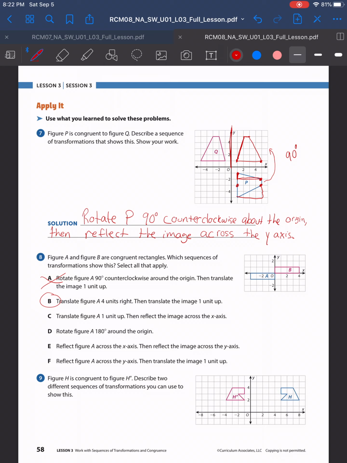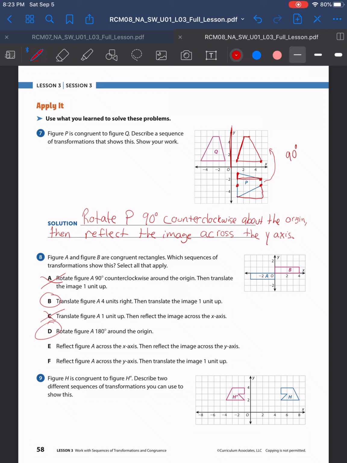Let me erase my doodles and we'll try C. C says translate figure A 1 unit up. So far so good. Then reflect it across the x-axis. Well, if I reflected that across the x-axis, I'd be right back to where I started. So no, C doesn't work. Okay. Rotate figure A 180 degrees around the origin. It's just gonna land right there. Perfect, that was easy. D works.